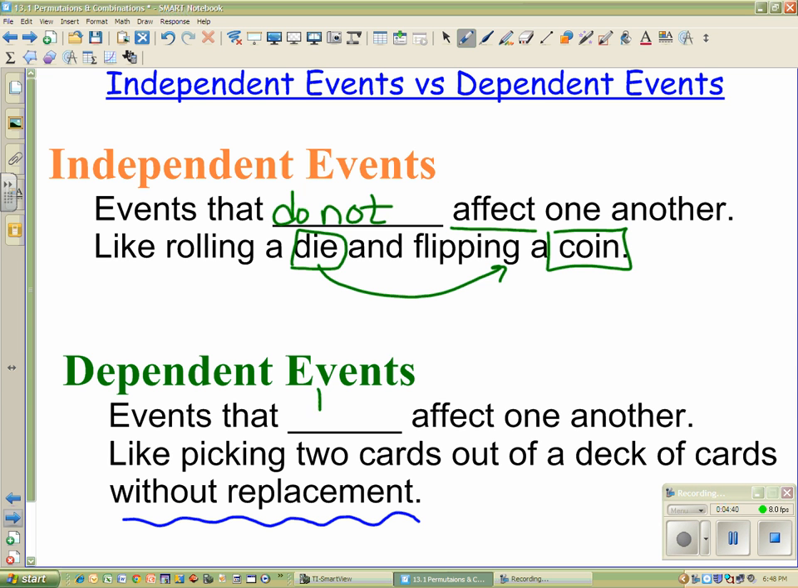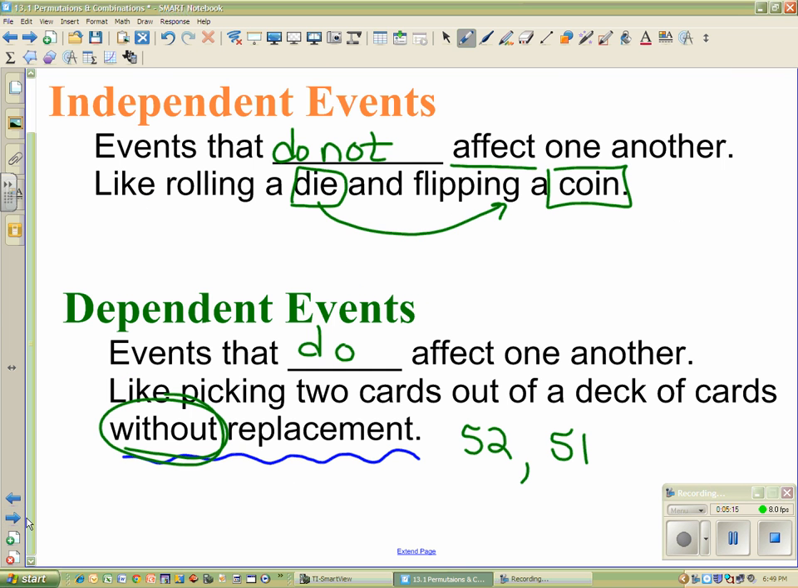Dependent events do affect the outcome of the next way of doing something, like picking 2 cards out of a deck where you don't replace them. The first time I draw from the deck there were 52 cards, and the next time I drew there were down to 51 cards. That first draw definitely had an impact on my second draw. I no longer had 52 cards to deal from. So independent, no effect on the second or third draw. Dependent, yes, it does affect the following event.